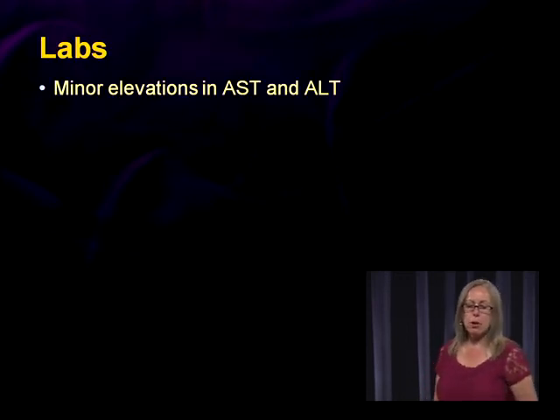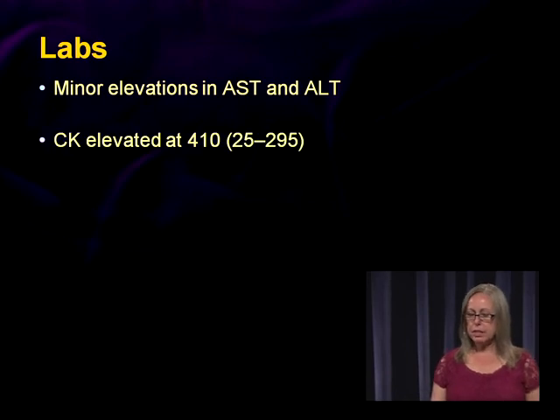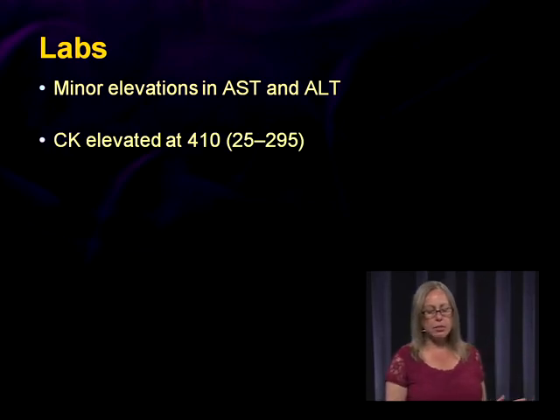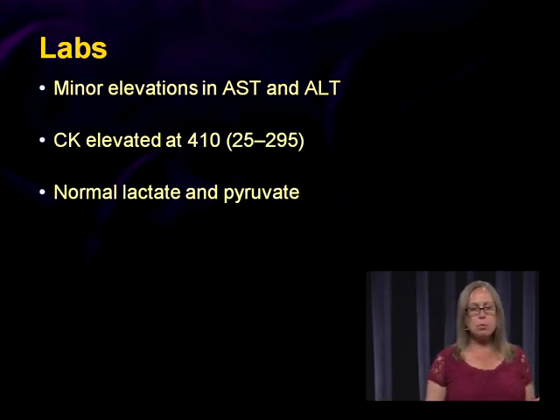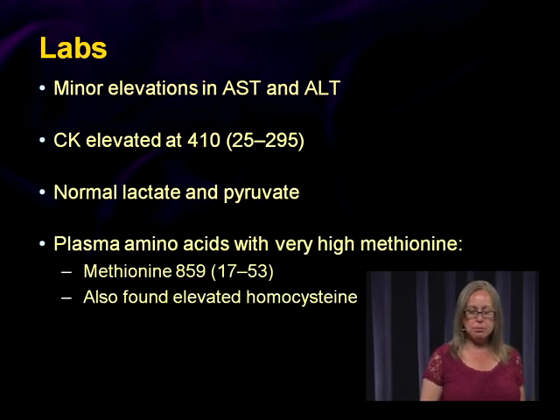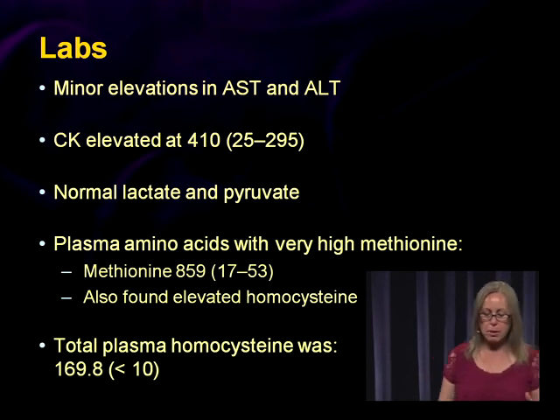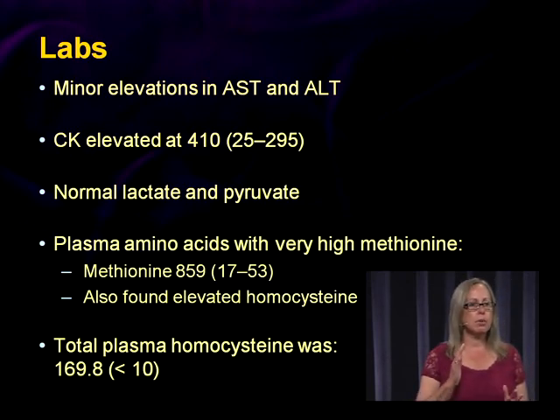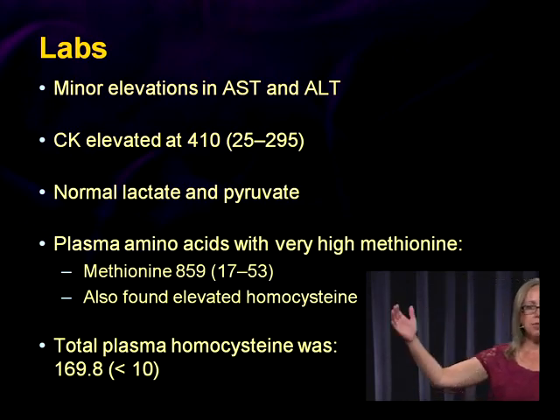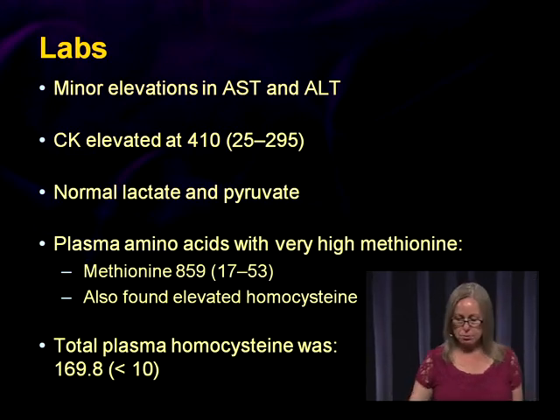On the labs, we saw minor elevations in AST and ALT. The CK level was elevated at 410. Normal lactate to pyruvate ratio, and plasma amino acids showed a very high methionine at 859 with a normal of 53. He was also found to have an elevated homocysteine level. Total plasma homocysteine was about 170, and normal should be less than 10. So these are 10-, 20-, 50-fold higher levels.